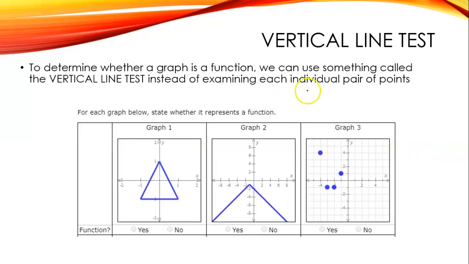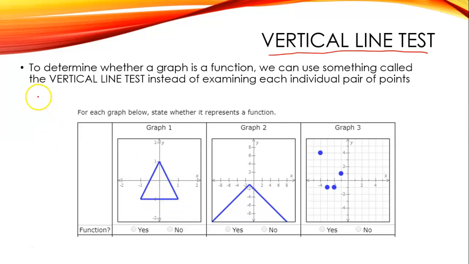All right, new topic. I want you to write down vertical line test at the top of your next section, underline it. The vertical line test tells us whether a graph is a function. So instead of looking at each individual one of these points like we just did, we would have to look at -1, -1, 0, 1, 1/2, 0, -1/2, 0, and decide whether this is a function, and that seems like a lot of work. There's a shortcut that we can take.